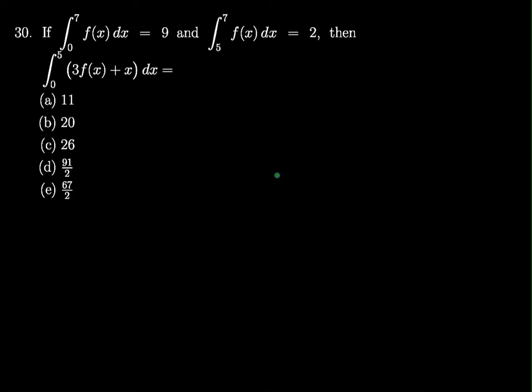Alright, problem 30. We have the integral from 0 to 7 of f of x dx equals 9, and the integral from 5 to 7 of f of x dx equals 2. Then we need to find this integral from 0 to 5 of the quantity 3f of x plus x dx.